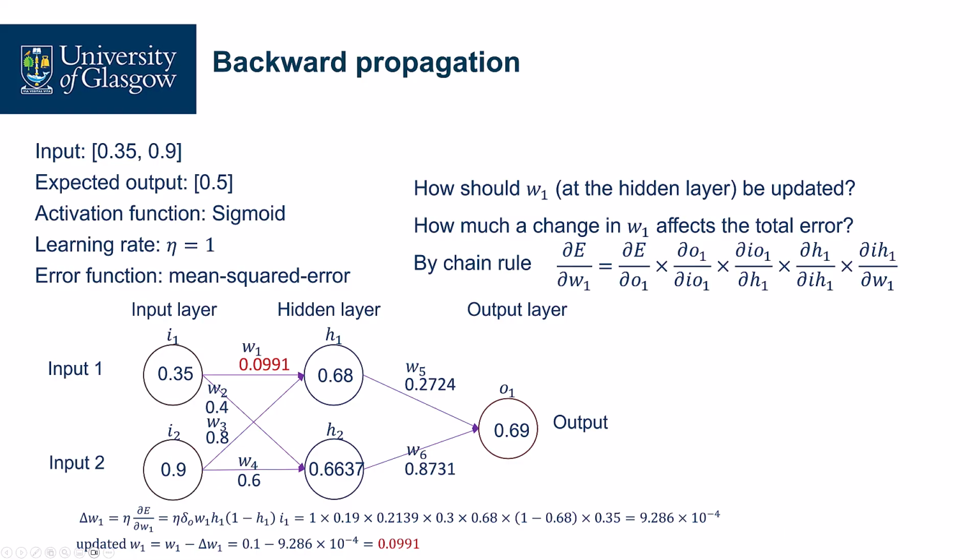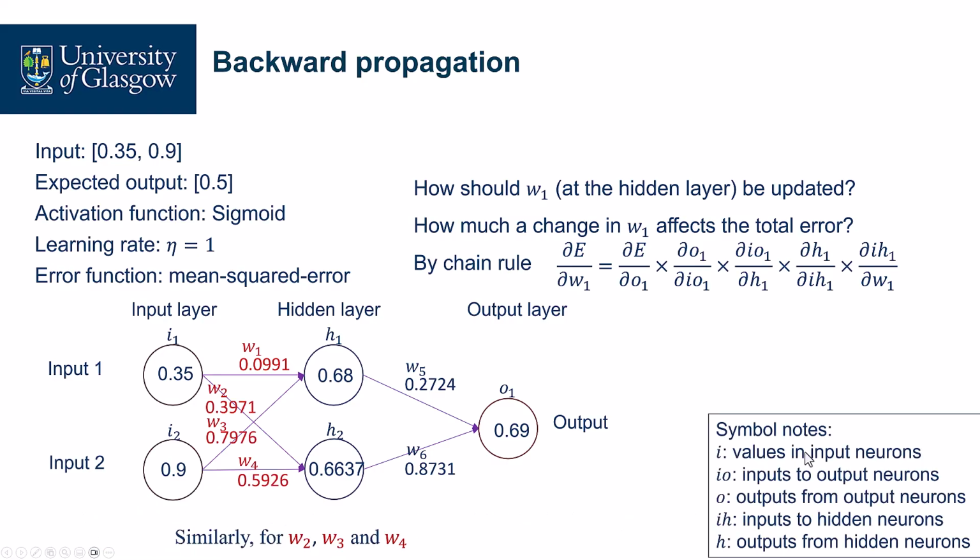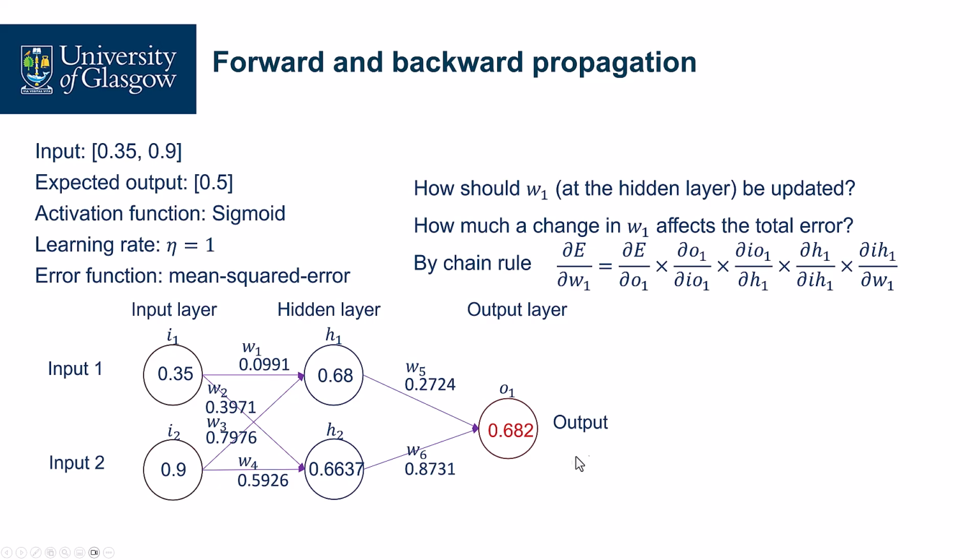Again, we do the same thing, right? The new W1 equals the original W1, go to the negative direction, the delta W1. We get a new W1 here. So we're using the similar method. We can update W2, W3, and W4. Right. So now in this step, all the weights are updated, right? So we can, using the updated weights, calculate a new output. So the new output is here, right?